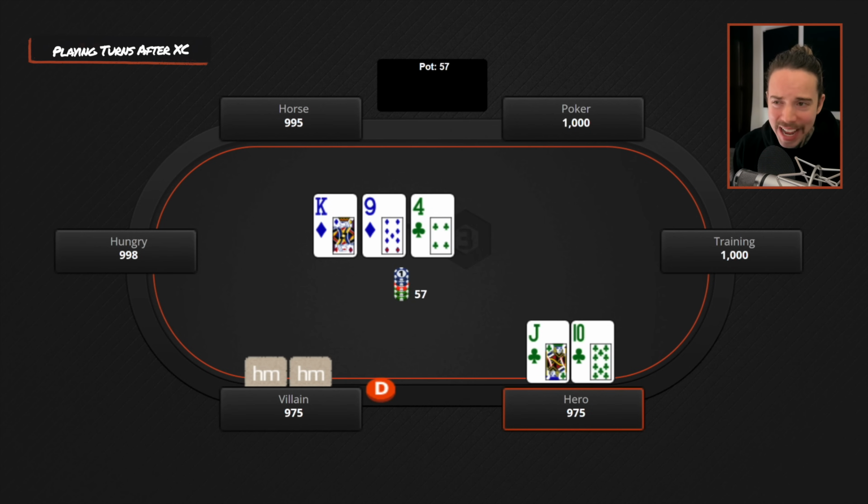Okay, but what if we open a hand like jack 10? We check on the flop, our opponent stabs small, we're going to call with a low equity draw, and now we hit a combo draw on the turn.